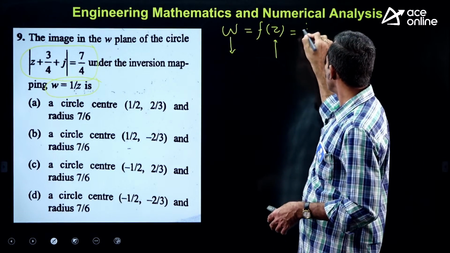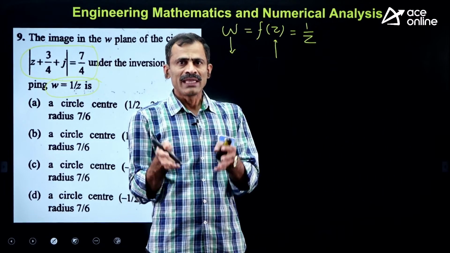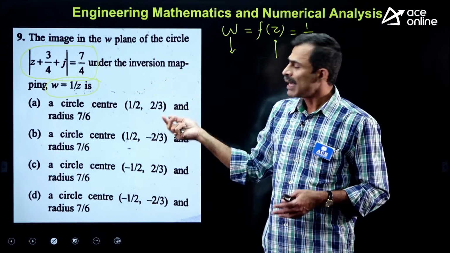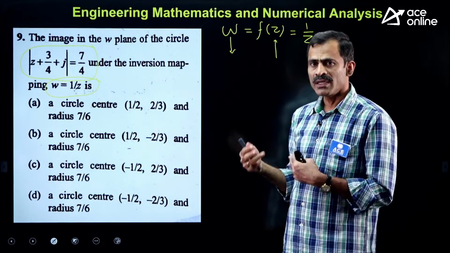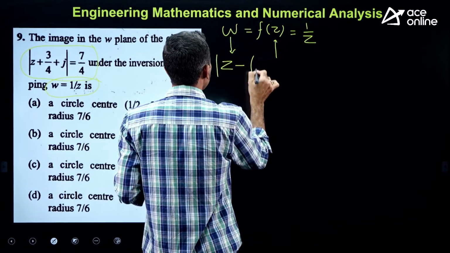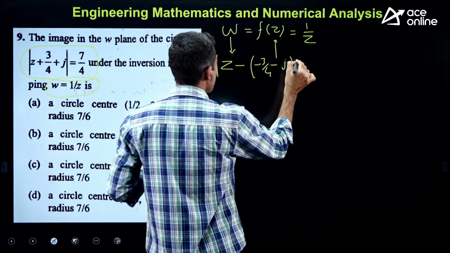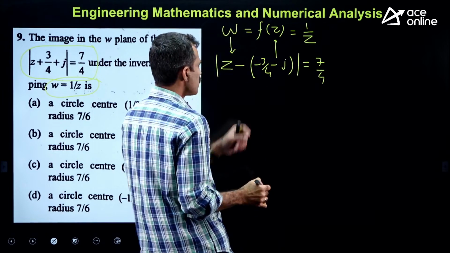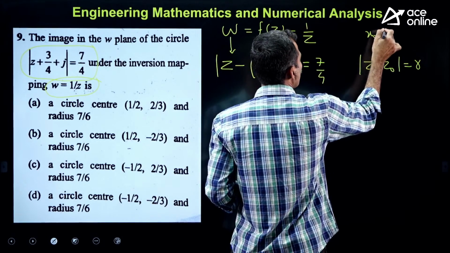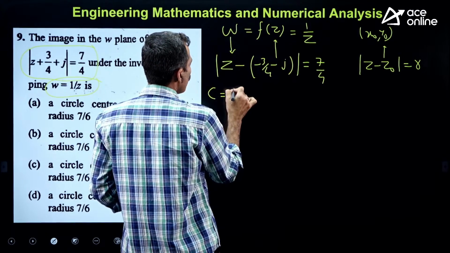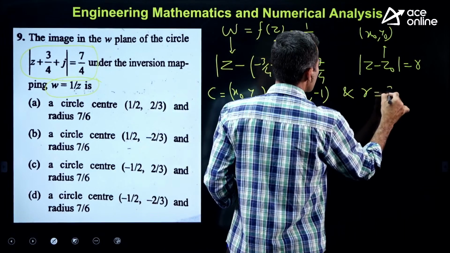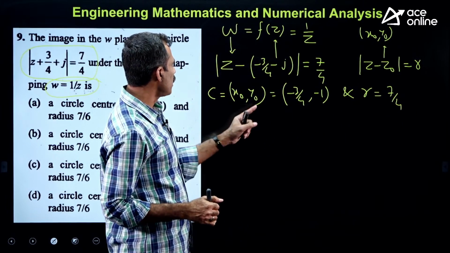Under this transformation w equal to 1 by z, the circle in the z plane is mapped to a circle in the w plane. Because of this, from the circle equation in the z plane, we can get the circle equation in the w plane, so directly we can get the center and radius. Now first we write the equation of the circle, mod z minus 3 by 4 minus j equal to 7 by 4. This is in the form of the general equation of the circle mod z minus z naught equal to r. R is the radius and z naught is the center, x naught comma y naught. The center x naught comma y naught equal to minus 3 by 4 comma minus 1 and the radius r equal to 7 by 4. It is the equation of the circle in the z plane.